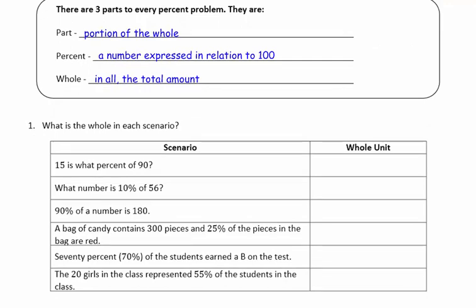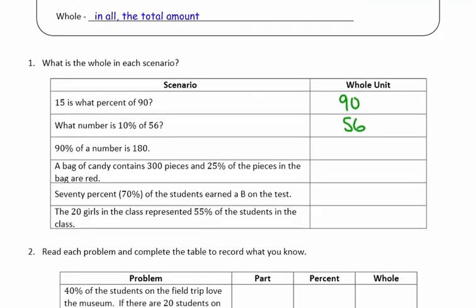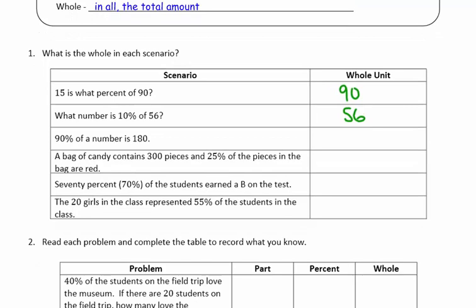So what is the whole in each scenario? 15 is what percent of 90? 15 is the part, 90 is the whole, and we'll talk about that in a second. What number is 10% of 56? So we're trying to find the part here, and we know that the whole is 56. 90% of a number is 180. So that 180 represents 90%. It is not the whole, because the whole would be 100%. So the whole is a number that happens to be missing. So where it says a number.